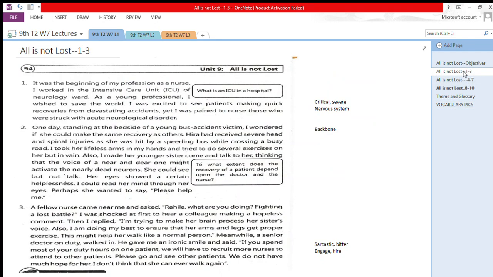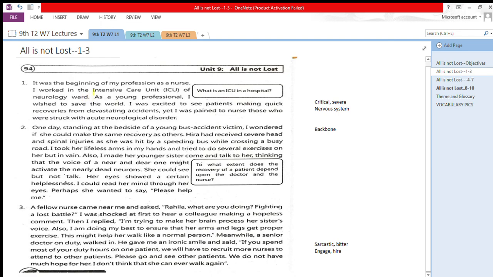Now we'll see what the lesson is about. Actually, this is the story of a nurse who comes across a difficult situation in her profession, where she meets a patient who is in critical situation and she wants to save her life.